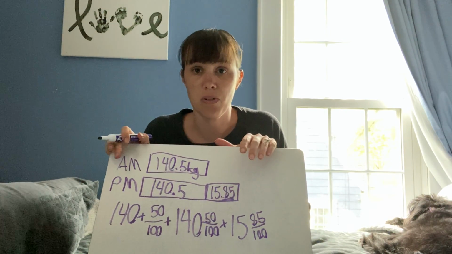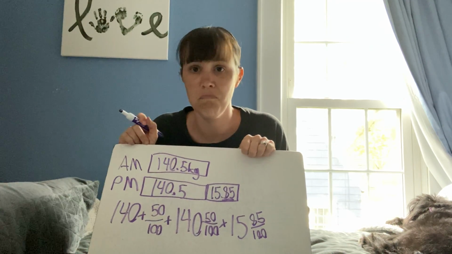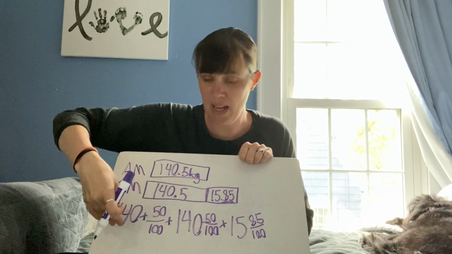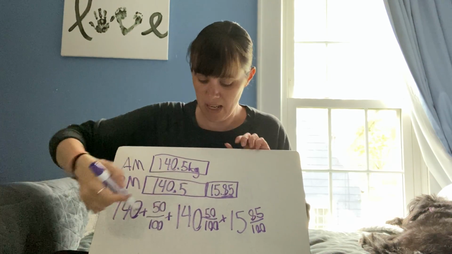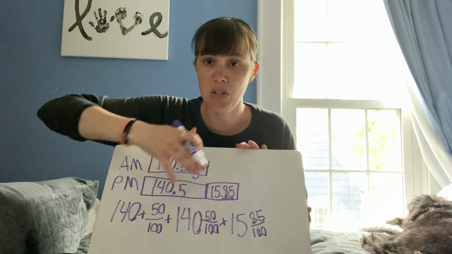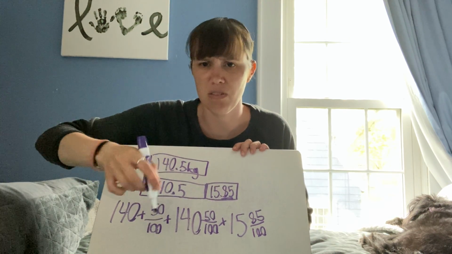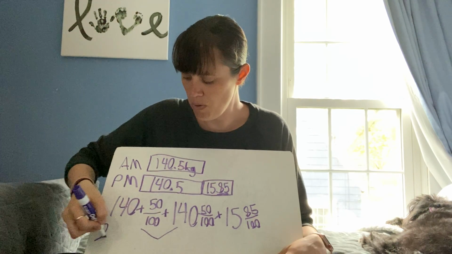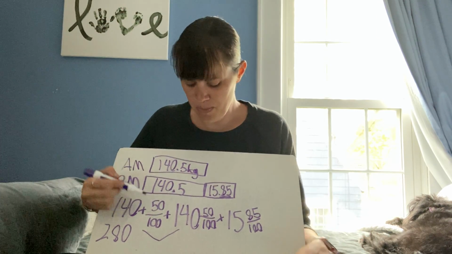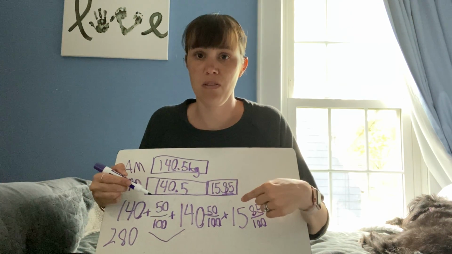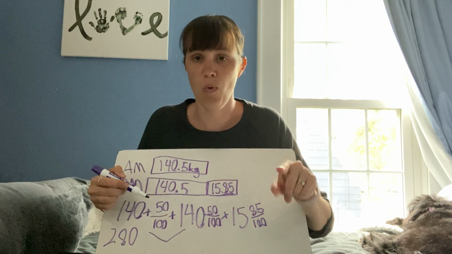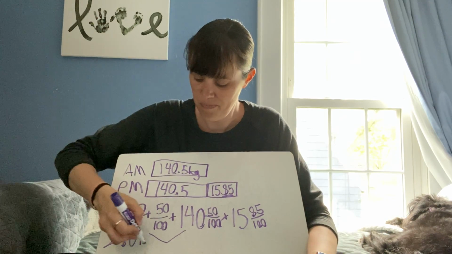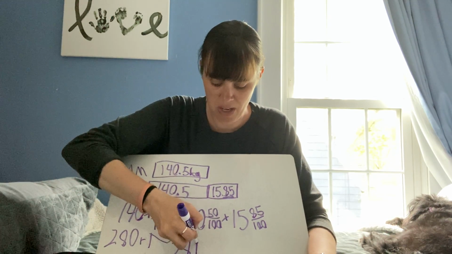Yep, it's 3 numbers. Do I have to add all 3? No. I can add these 2 and then that one, or I can add these 2 and then add it to that. Instead of trying to do all 3, I'm going to put those 2 together. So 140 and 140 is 280. And I love this part. 50 hundredths and 50 hundredths is how many hundredths? 100 hundredths. What is that worth? 1 whole.